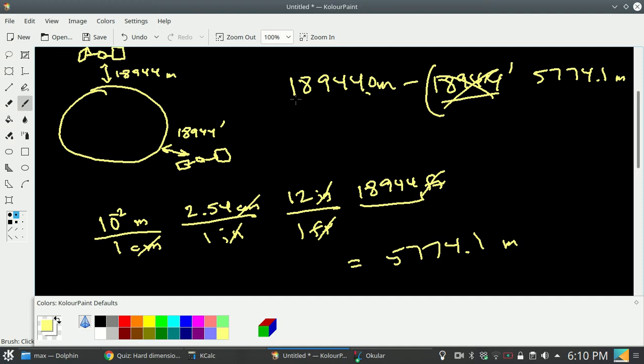Alexa, what is 18,944 minus 5,774.1? 18,944 minus 5,774.1 equals 13,169.9. Okay, that's it. Now, your problem is going to have different numbers, so you're going to have to do that yourself.